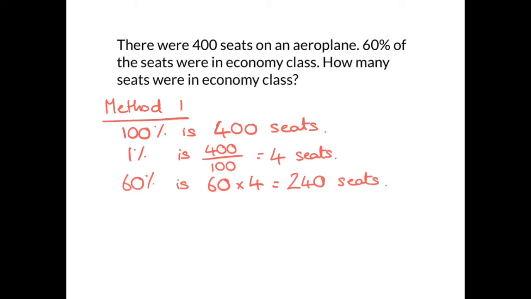So the first method we're going to look at is the one that I have slightly simplified from what we learnt in class. We're going to start off, we have got 100% is 400. This is what you would have drawn into the model. But we're not going to find out 50%, 25%, 10%. We're just going to go straight to 1%. And we do that by dividing the 100% by 100. So 1% is 4 seats. To then find the 60%, we're going to multiply the 1% value by 60. So 60 multiplied by 4 is 240 seats.